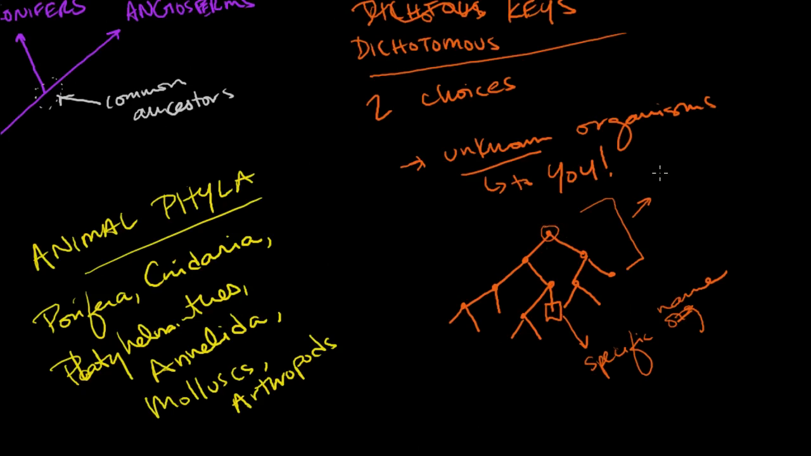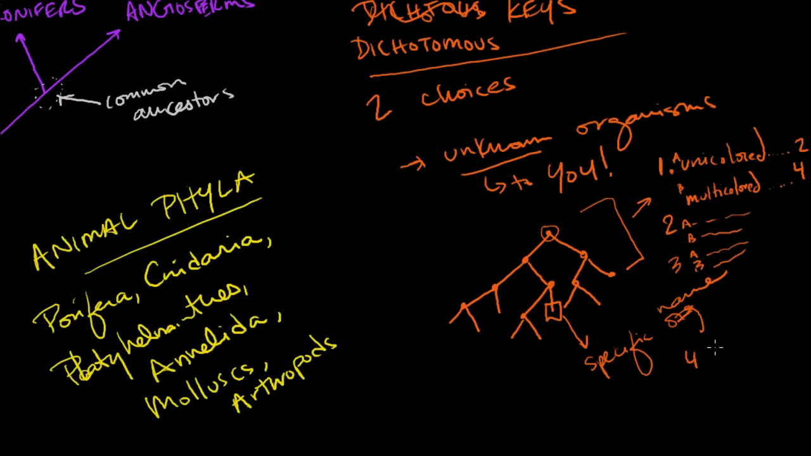So here is the first choice. Is it unicolored? That's choice A. Or is it choice B, where it's multicolored? And I said my shoe is multicolored. So unicolored might tell you to go on to choice number two, but multicolored might tell you to go on to choice number four. Well, mine's multicolored, so I'd skip to, which would have, again, two choices. I'm not even going to look at that. Or three. It's telling me to skip those.